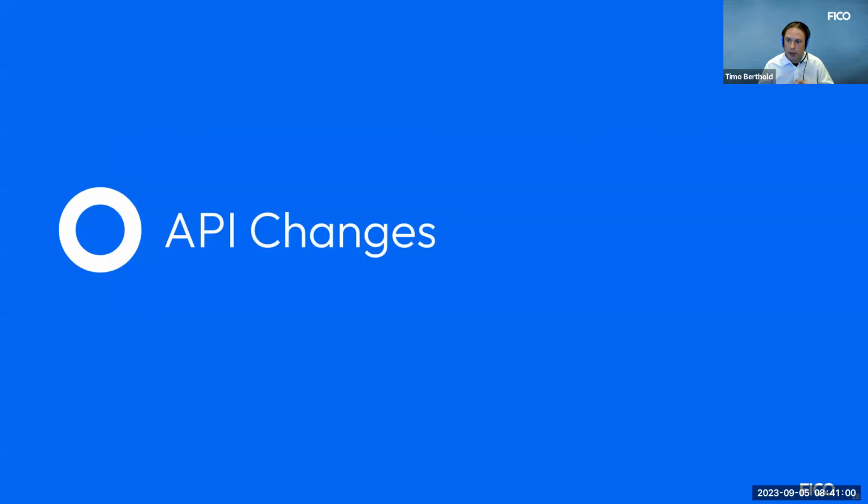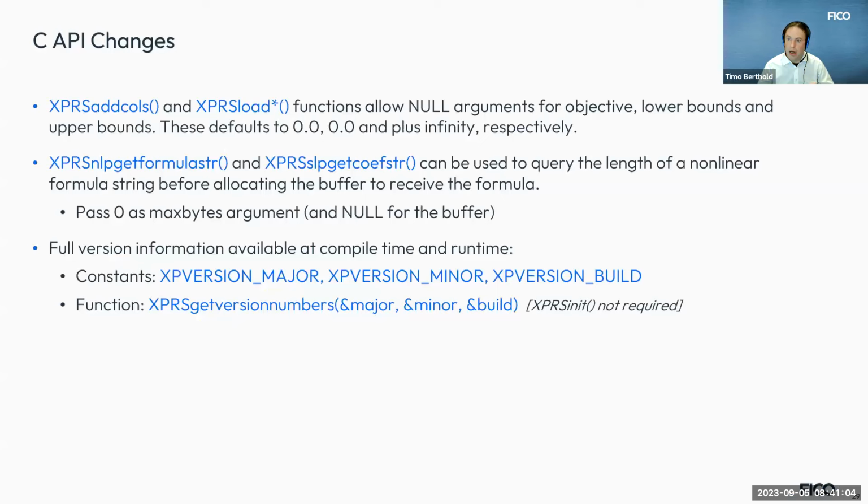Some announcements about API changes. Pay attention if you used any of them, and this might prove useful to you. So our XPRS add calls function and the XPRS load functions now allow for null arguments for the objective, the lower bounds and upper bounds.